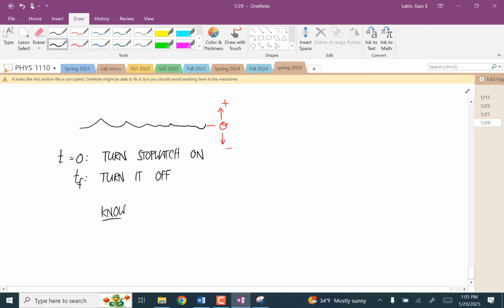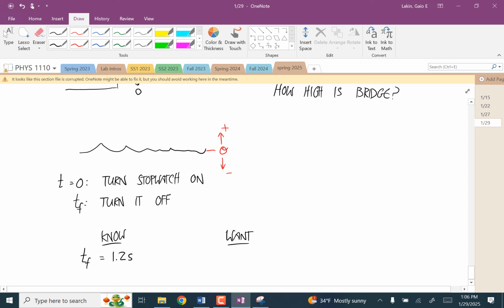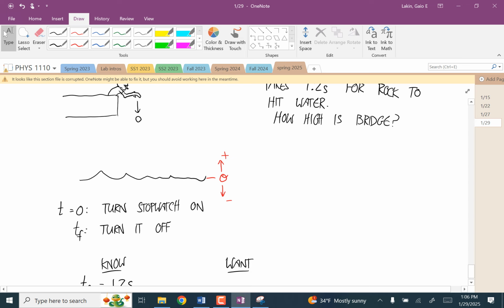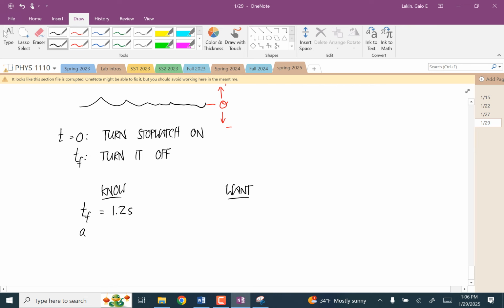And let's list out what we know and what we want. Do we know time final, how long it takes to hit the water? Yeah, that's right. So yeah, 1.2 seconds. Do we know the acceleration? That's right. And since we chose our positive up, it's going to be negative 9.81. And so free fall problems, that's the one thing. If something's in free fall or projectile motion, you always know the acceleration. So negative 9.81 meters per second squared.